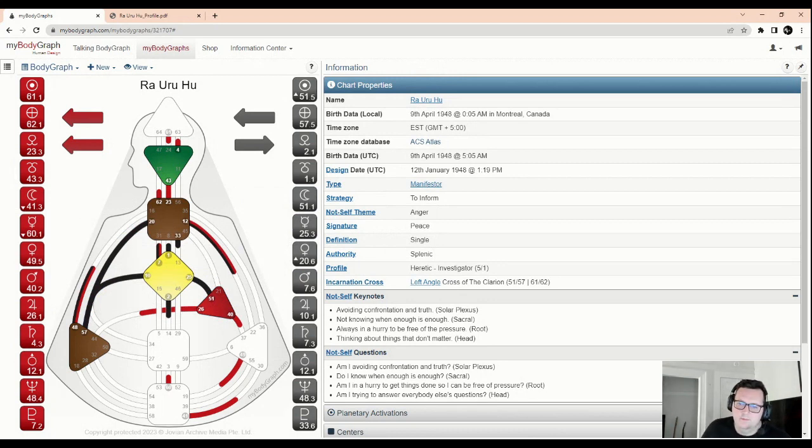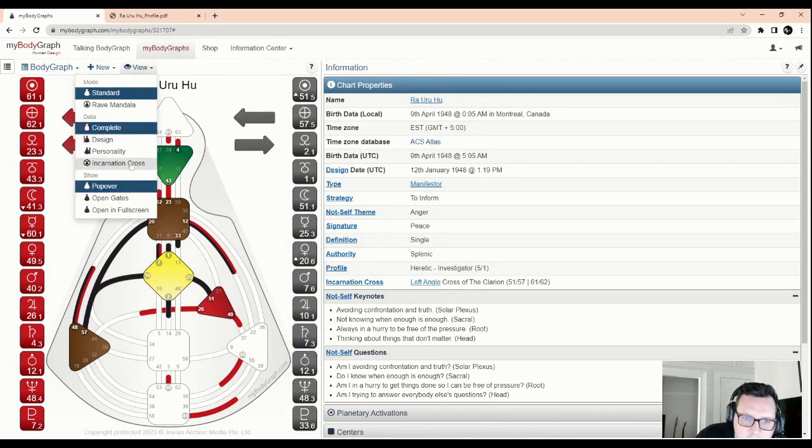So that's the profile. And his incarnation cross is the cross of the Clarion. It's a left angle cross, so it deals with groups. It's not as much of a personal cross. It's more of a transpersonal group-oriented cross. And the clarion refers to like a clarion call, like it's a sound that you make. It's like an instrument, a clarion. But they're like the shocking messengers. They're here to bring new wisdom to the world, new perspectives, new spiritual insights.